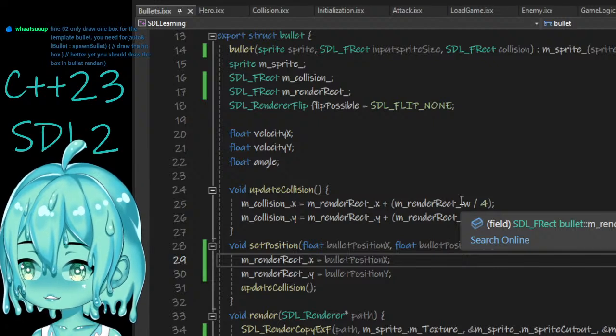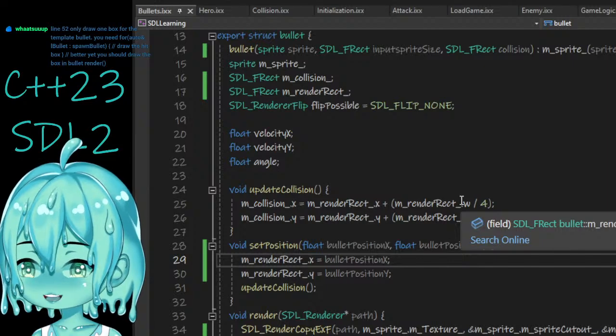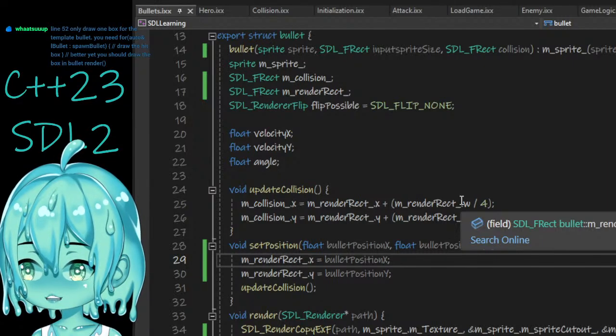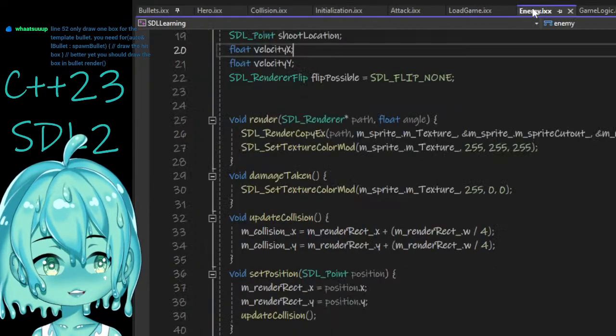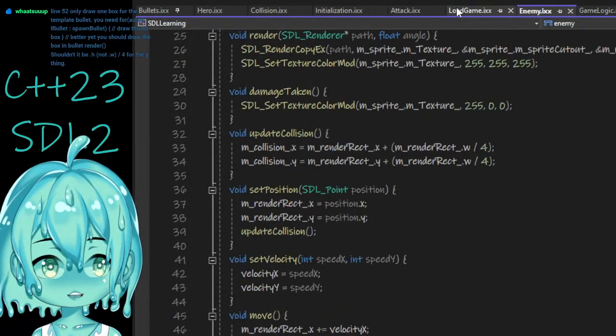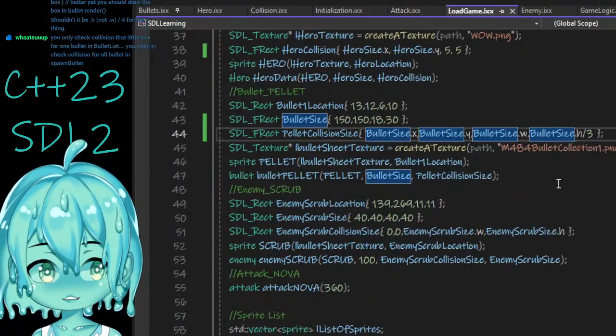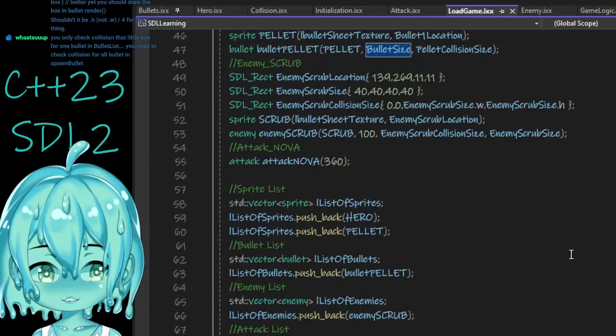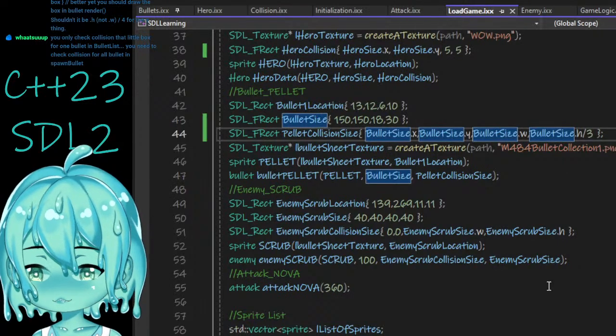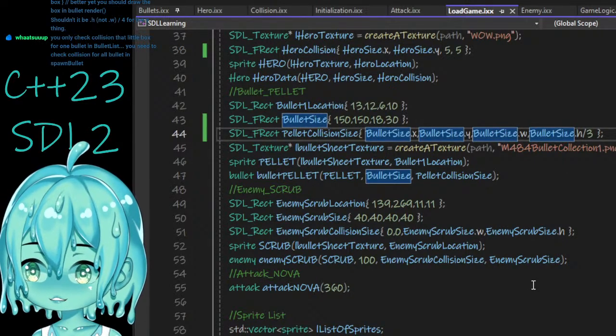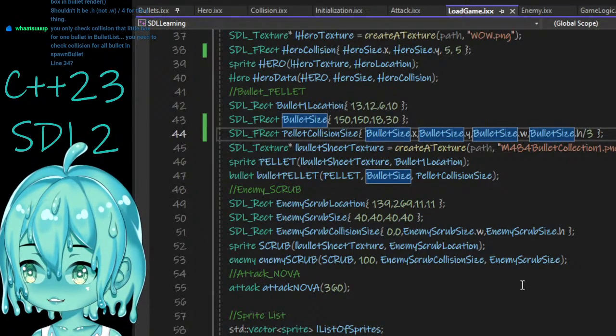Line 52 only draws one box for the template bullet. You need auto bullet. Well, that doesn't matter. Better yet, you should draw the box in bullet render. Well, it's not going to change anything. Like the rendered, there's no information under there. It's not like the drawing actually changes anything. You only check collision, that little box, for one bullet. You need to check collision for all.